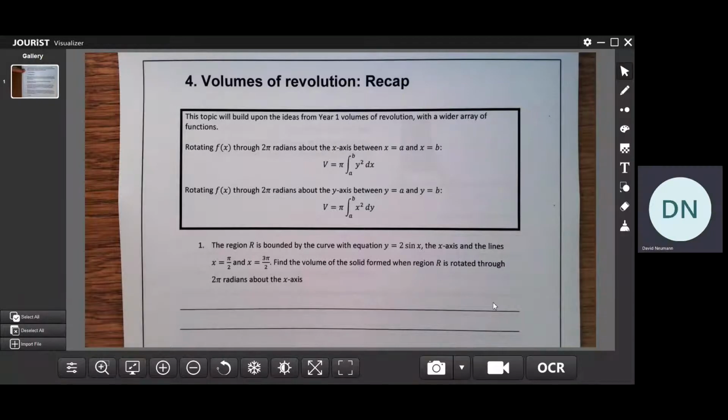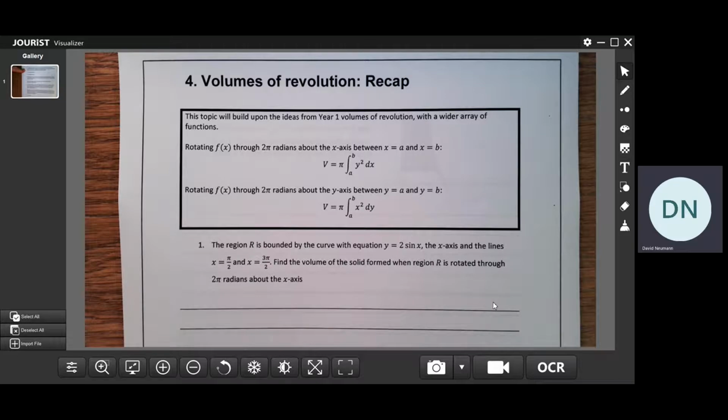Welcome to this video on volumes of revolution, which is part of the Year 2 Core Pure. It extends what we did in Year 1. To start with, we're just going to recap what we did in Year 1 and actually extend it to some functions that you wouldn't have been able to integrate at that point.